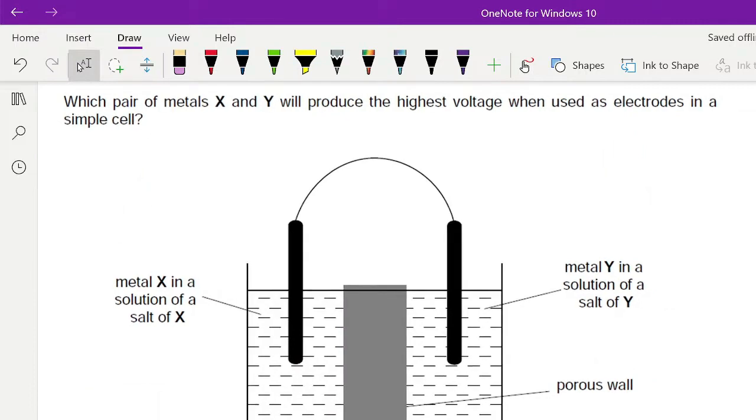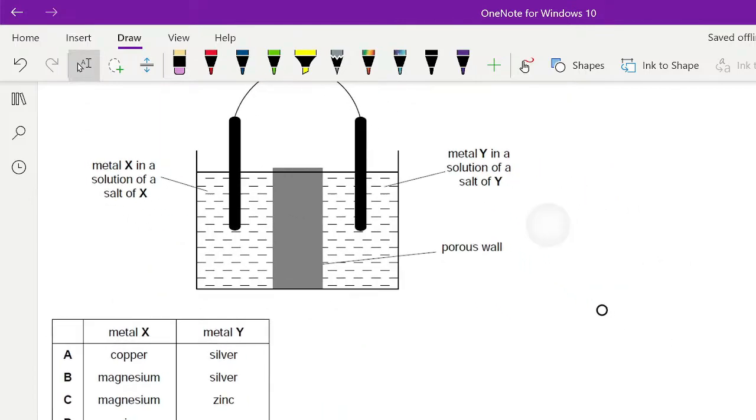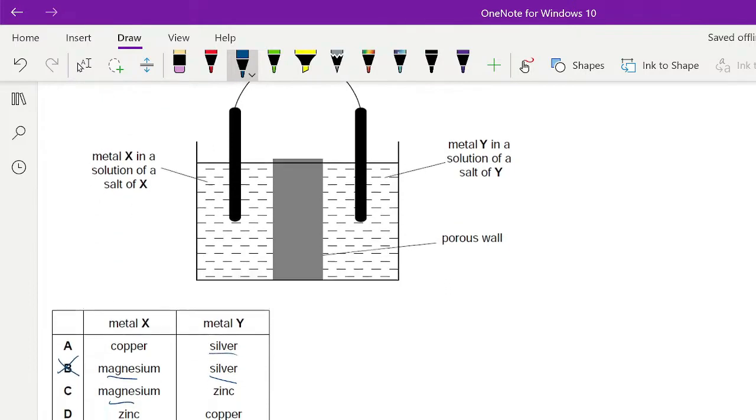Which pair of metals will produce the highest voltage? Okay, this is what we talked about before. Voltaic cell, in a simple cell. So we take a look at the metals and which combination gives you the largest difference in reactivity. The most reactive metal of all these, copper, silver, magnesium, zinc, is magnesium. And the least reactive metal is silver, right? So the combination of magnesium and silver will produce the highest voltage.